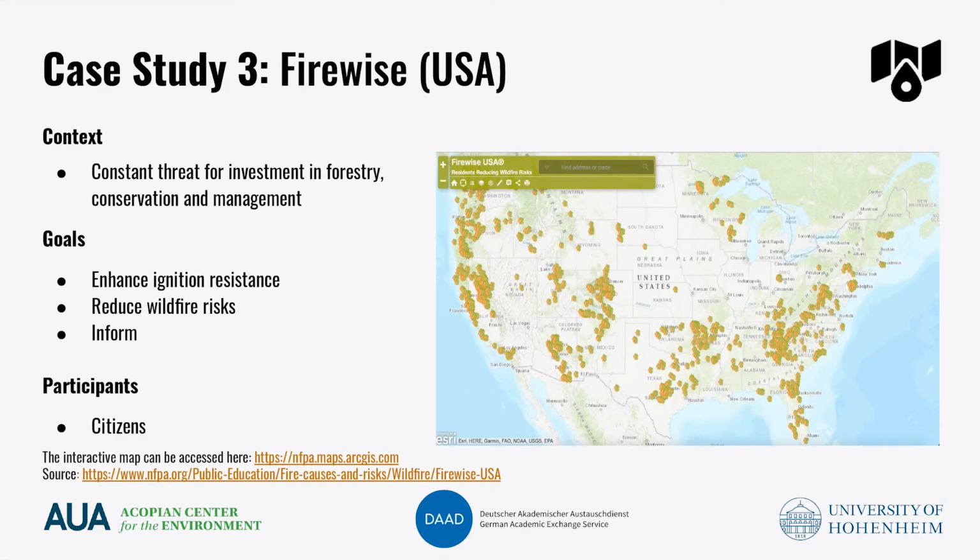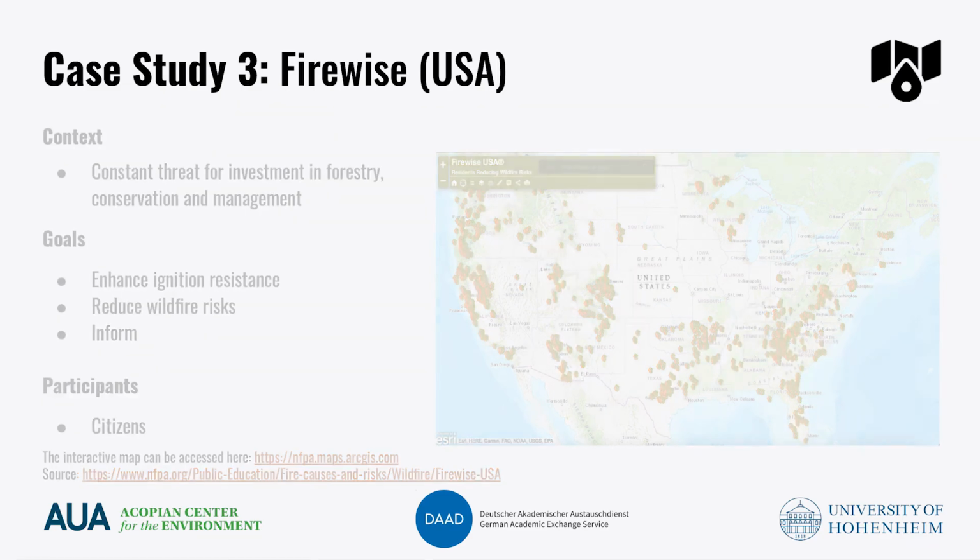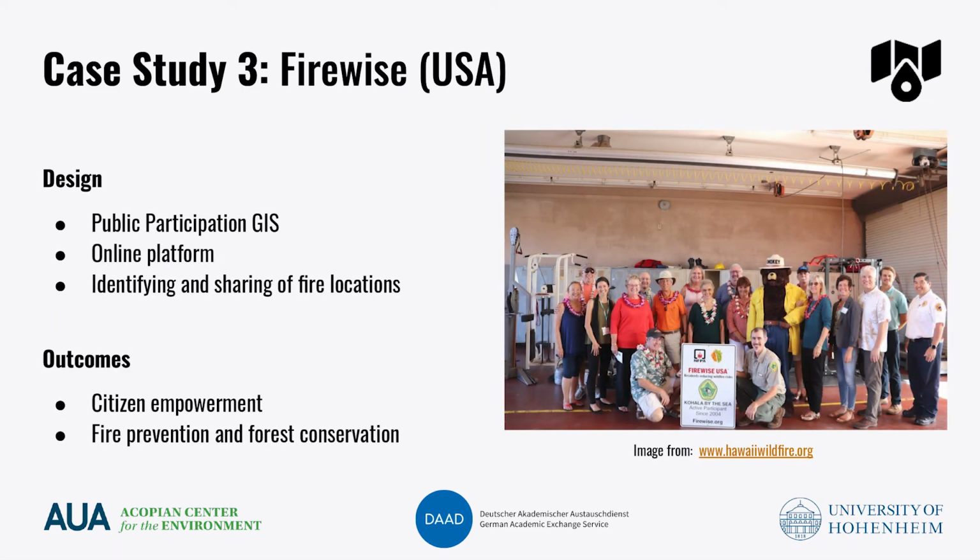Case Study 3. Firewise USA. Firewise USA aims to increase ignition resilience, reduce fire risks, and inform individuals and communities about fires. It utilizes a collaborative framework to help individuals and communities become organized and take action against fires by using a common, freely accessible platform. Through the process of participatory mapping, citizens are directly involved in early identification and sharing of fire locations through an online platform. Through the participatory mapping approach, citizens and communities are empowered and involved in fire prevention.